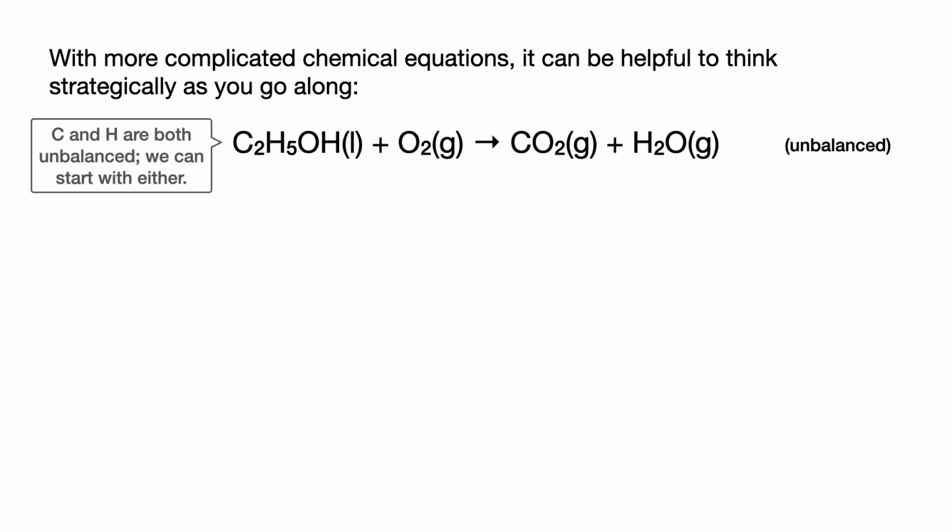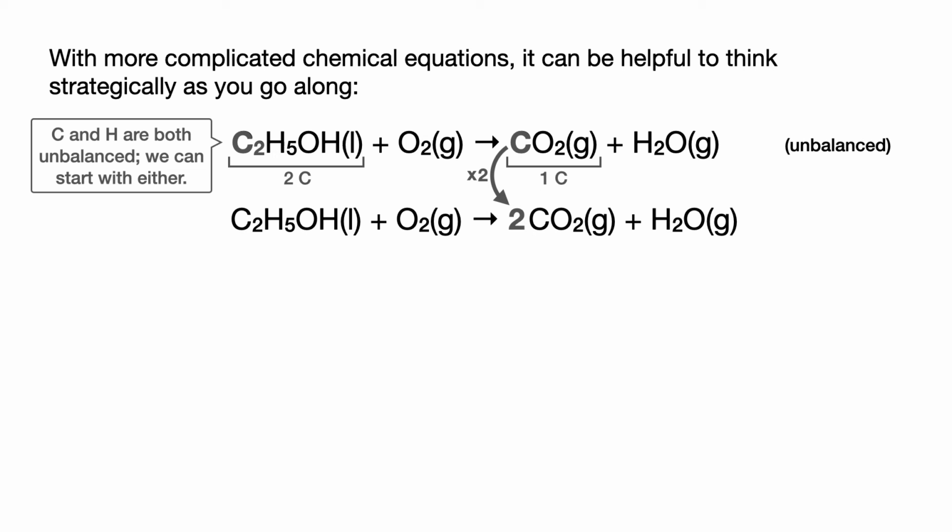My personal preference is I like to do hydrogen last if I can. And so in here I'm going to start with the carbon. And so we've got 2 carbon atoms on the left side of this chemical equation. We've got 1 carbon atom on the right. We can fix this by doubling the coefficient of CO2 on the product side.